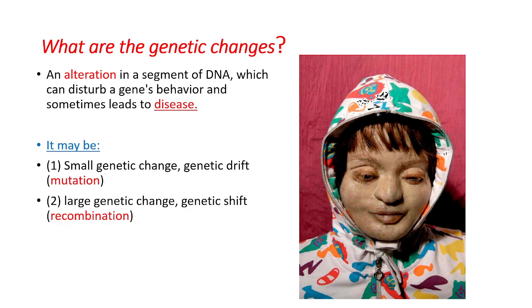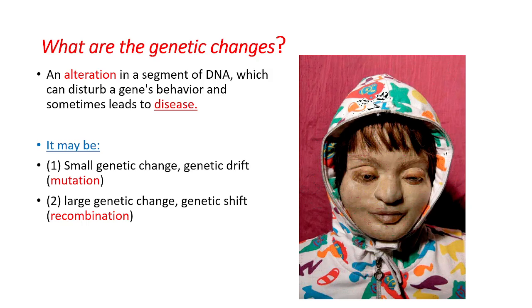Although there are different genetic changes that can occur within a particular organism or a particular system, an alteration in the segment of a DNA can disturb a gene's behavior and lead to a disease. One common example you have always heard of is sickle cell anemia, or the sickle cell RBCs. There is a normal RBC, and just for the mutation of one particular nucleotide, the entire system gets disrupted.